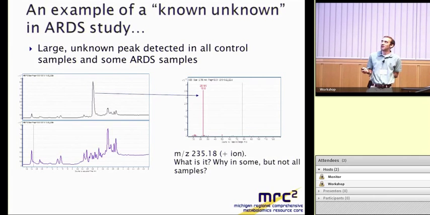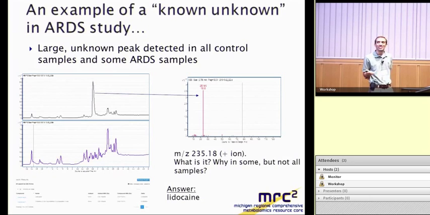It gave a mass to charge of 235.18. And the question is, what is it? Why is it in some but not all of our samples? Well, it turns out when you do a METLIN search for this thing, you come up with really one good hit, and the answer is lidocaine. So it turns out that the collection of these samples, and this is something that we actually really would have predicted had we considered how the samples were collected, was maybe a surprise to the people in the core lab, and me doing the analysis, probably not a surprise at all to the people who collected the samples and initiated the study. Lidocaine is an anesthetic.